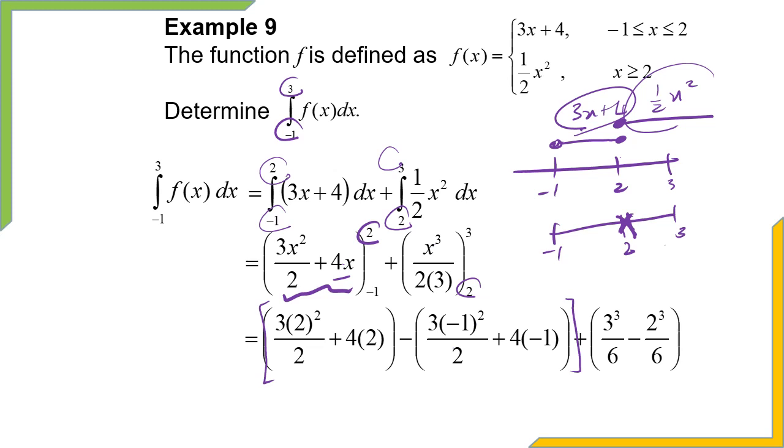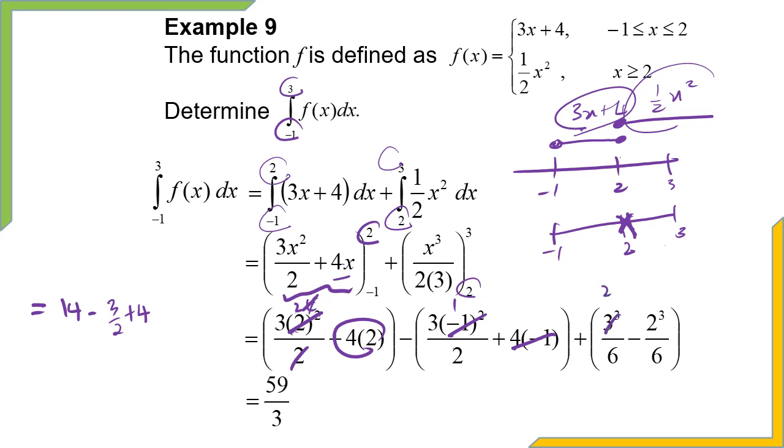So use your calculator. The final answer will be 59 over 3. I don't like putting the fraction in the calculator. If you like, then that doesn't matter. If it's me, then I will calculate first. This is 4. 4 over 2 is 2. 2 multiplied by 3 is 6. 6 plus 8 is 14. Minus with this, negative 1 squared will be 1, over 2. So 3 over 2 minus 4, so plus 4.